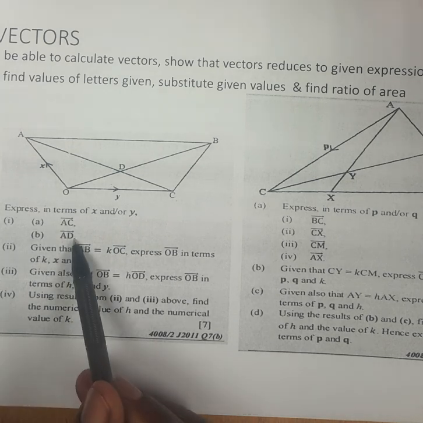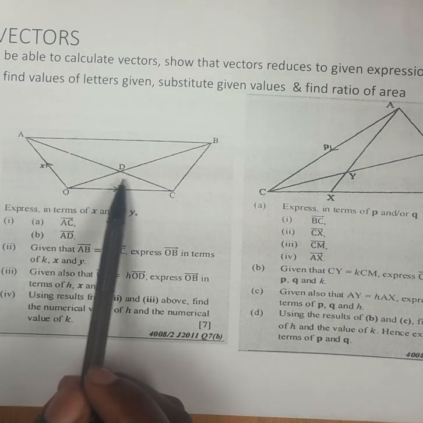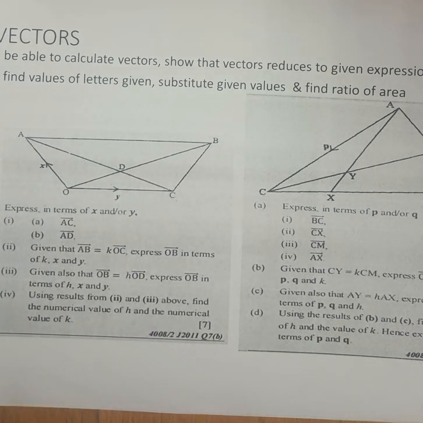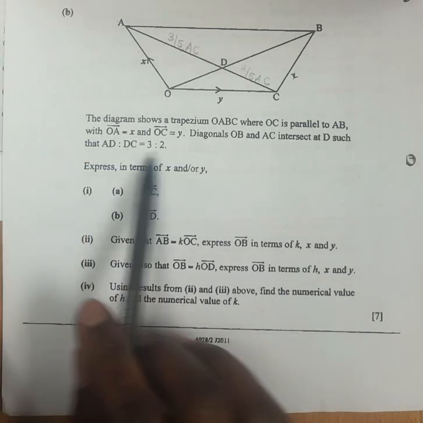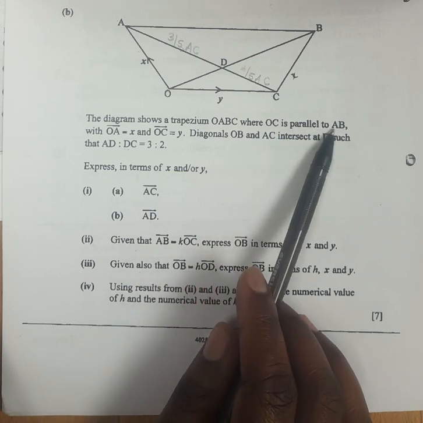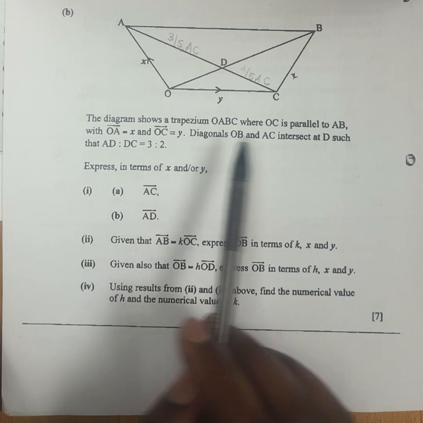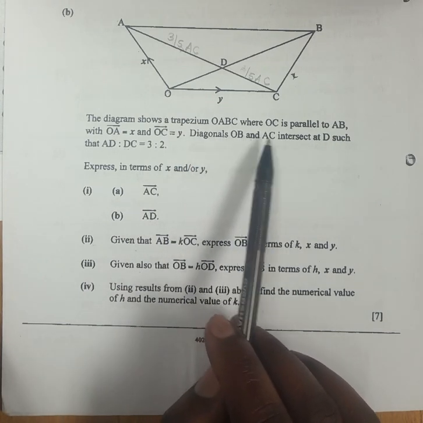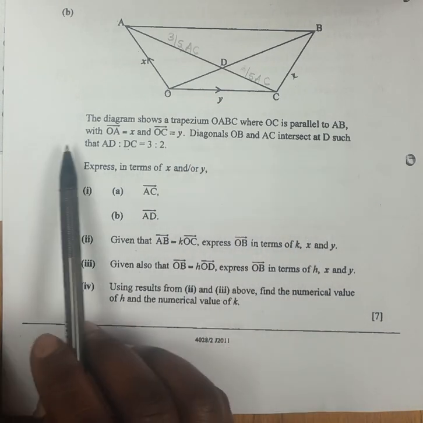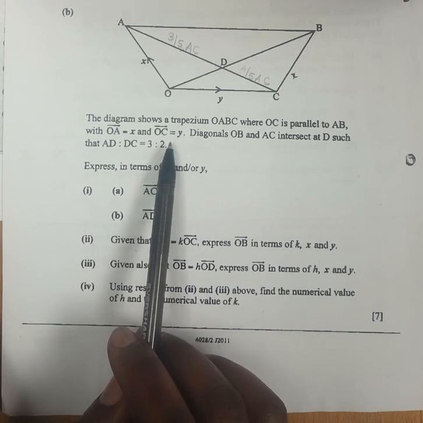And then AD. To find AD, there's missing information here. Let me look for the question direct from the question paper. So it is saying the diagram shows a trapezium OABC where OC is parallel to AB. OA is x, OC is y. Diagonals OB and AC intersect at D such that AD to DC is 3:2, right?